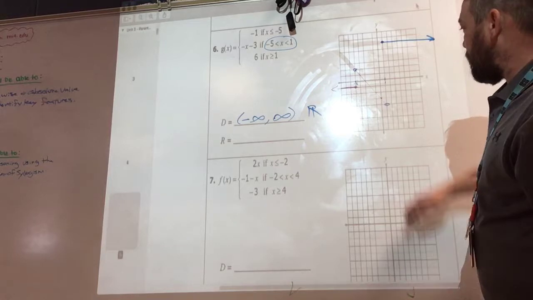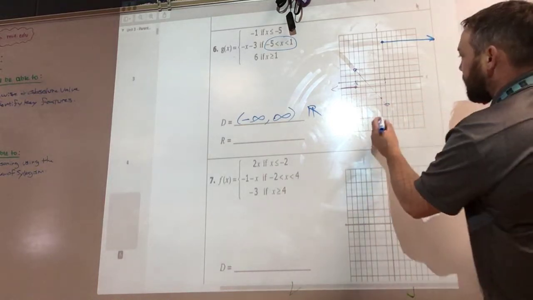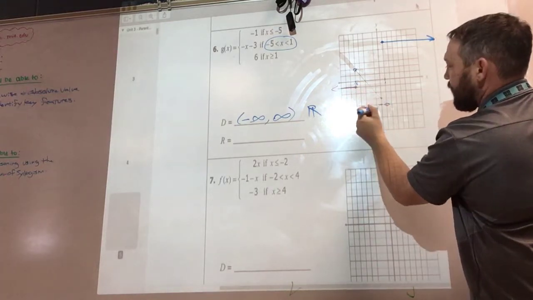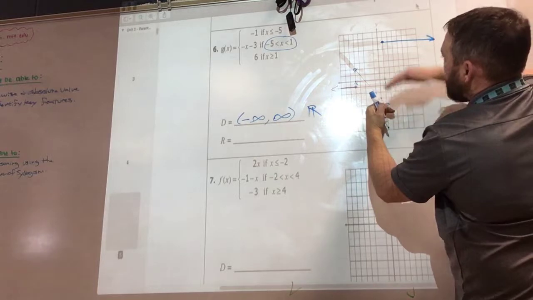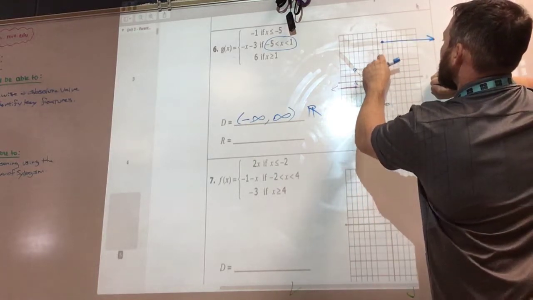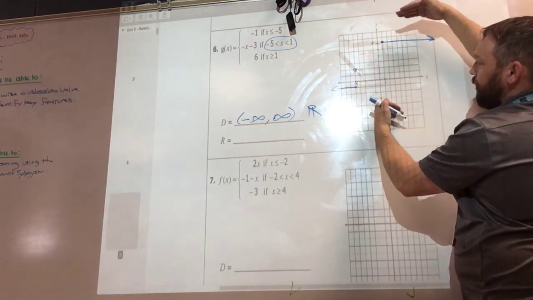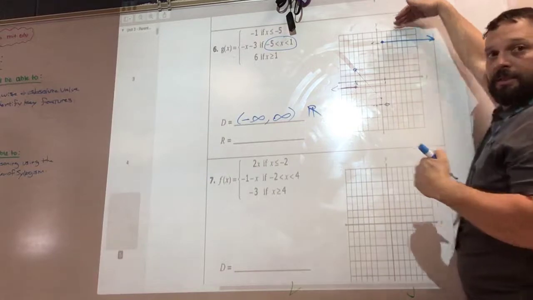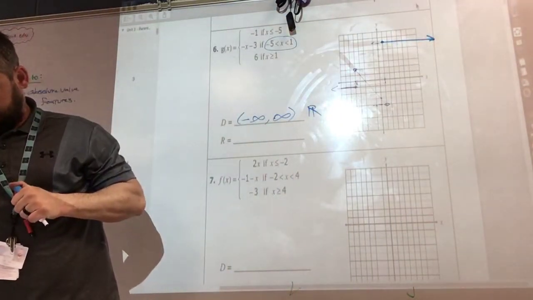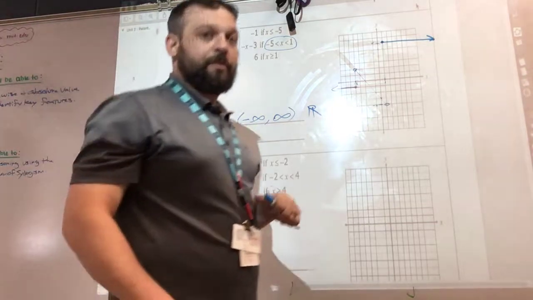The range. So my lowest point, you can see it there, my lowest point here is down here. So that's negative 4. My highest point is 6. Okay, so that's 6. So I'm from negative 4 to 6. Negative 4 to 6.